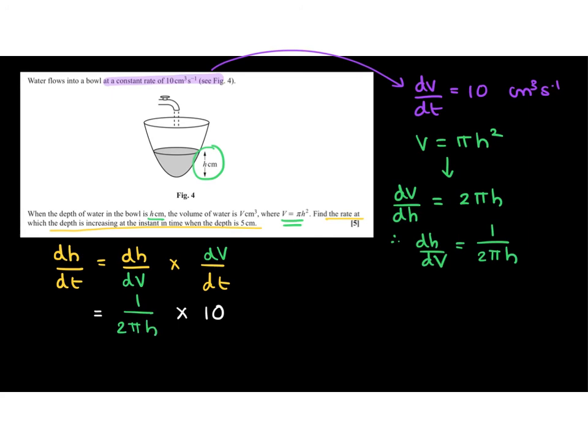And we were asked to calculate this very specifically when the depth is 5 centimetres. So we want to substitute in, and actually this simplifies rather nicely down to give us 1 over pi centimetres per second. How do I know it's centimetres per second? Look at the derivative, it's dH by dt.